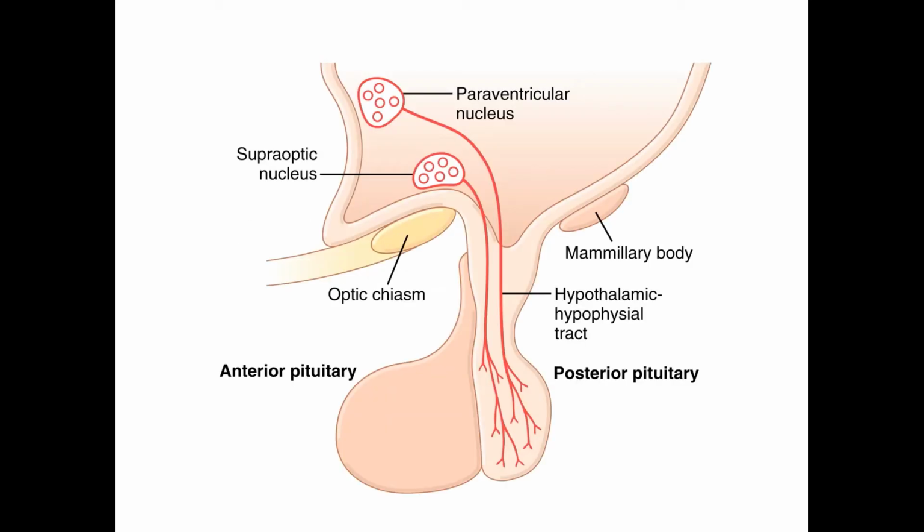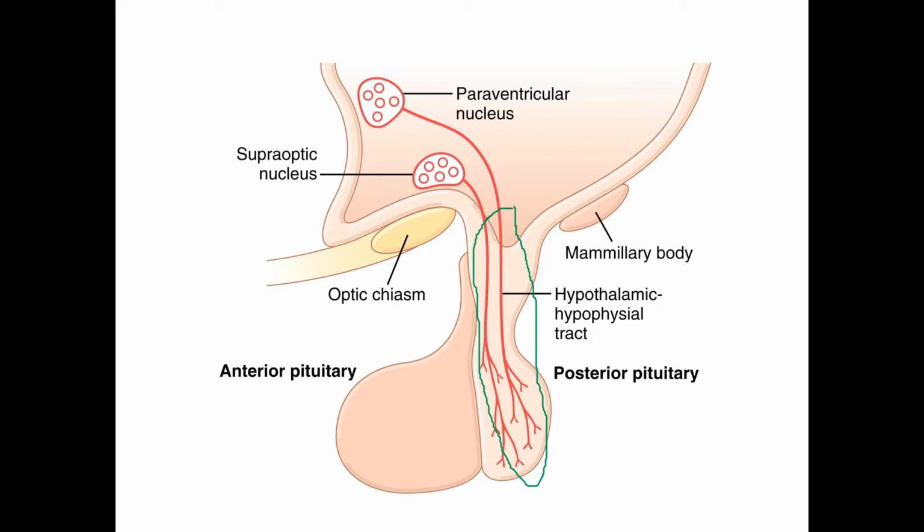And lastly, we have here the posterior pituitary. As you can see here, the posterior pituitary contains axons. These are just axons. The terminal ends of the axons, which arise from the paraventricular nucleus and the supraoptic nucleus of the hypothalamus. So you have in the hypothalamus specific regions or nuclei which synthesize the hormones, particularly ADH or antidiuretic hormone or vasopressin and oxytocin.